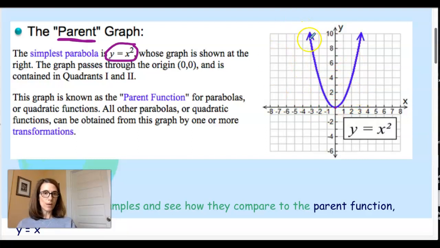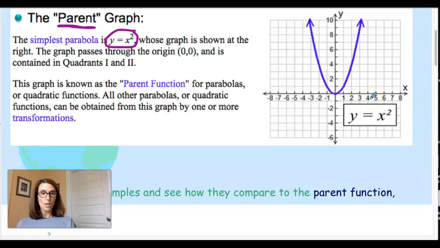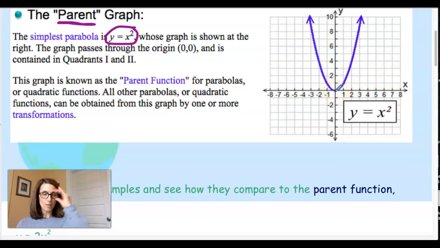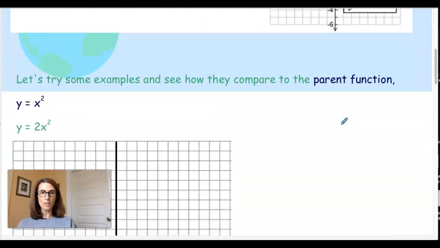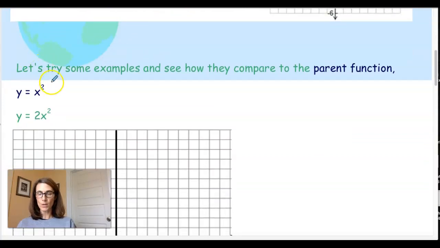All other parabolas, based on what we add in front or add on to the end of that function, will result in a transformation of this parent function. Important to note: y equals x squared passes through the points 1, 1 and negative 1, 1, has a vertex at the point 0, 0, and it opens up. So let's graph a few examples and see how they compare to this parent function y equals x squared.